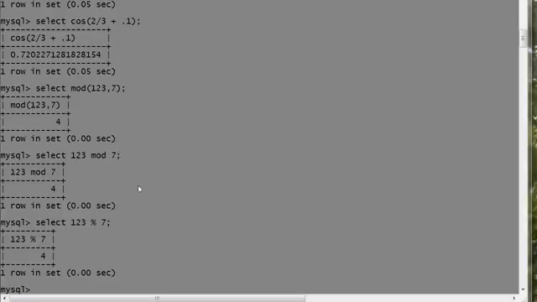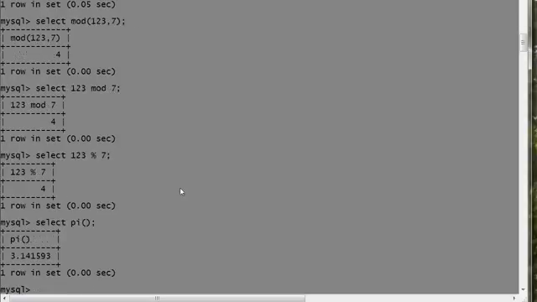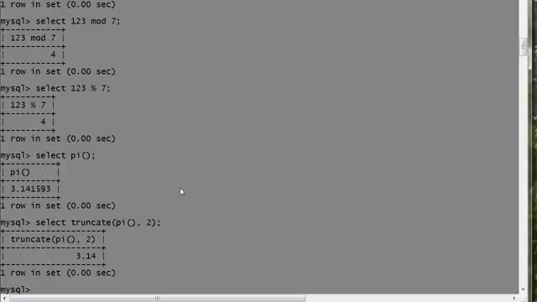So the answer here is that if you haven't got the value of pi memorized at 20 places, you can use just pi like that to get the value. And to get it truncated to 2 decimal places, all you need is select and then truncate, and you can pass the pi result straight to the truncate function and put a 2 after that to say 2 decimal places of accuracy, and that'll truncate it to 2 decimals.